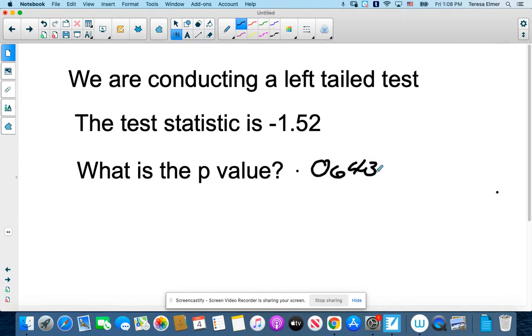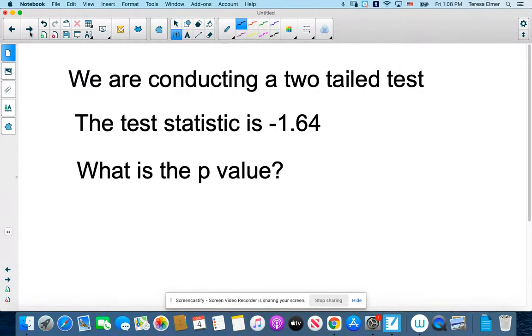0.0643. Now, what about if I am conducting a two-tailed test? Well, it might look something like this. I just have one test statistic. But remember, if negative 1.64 is a test statistic, then in a two-tailed test, so is positive 1.64.